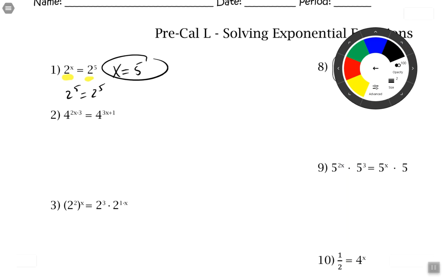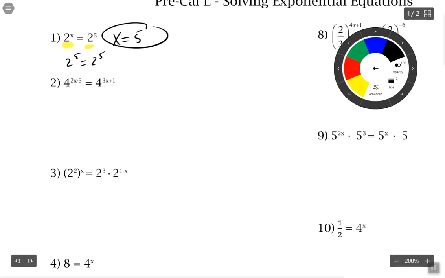Some of these are real easy, like number 2. I'll let you do number 2 on your own. Is number 2 really simple? Because it's already the same base. If it's the same base, do you just set the powers equal to each other? Do y'all see that? That's all you're going to do.